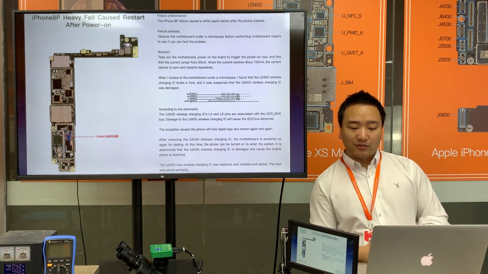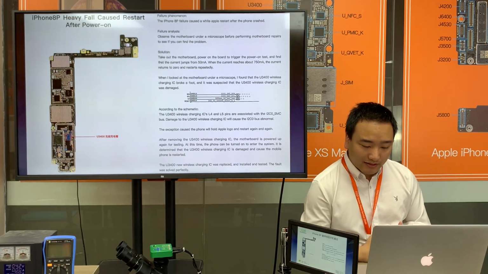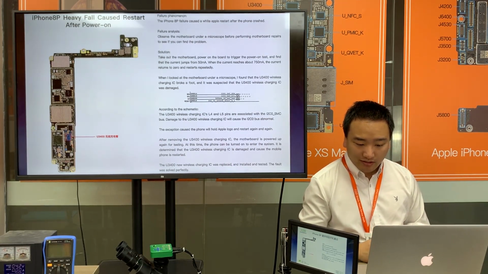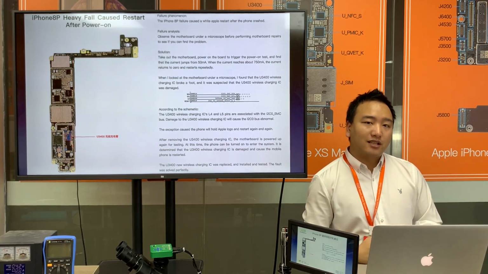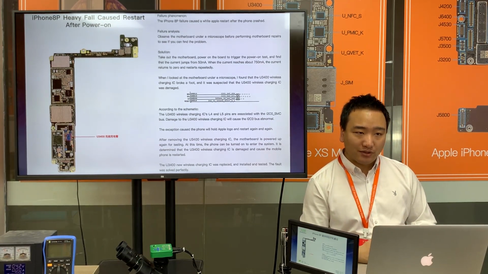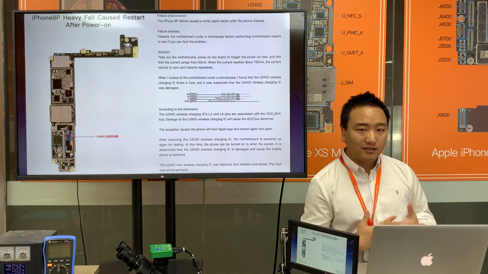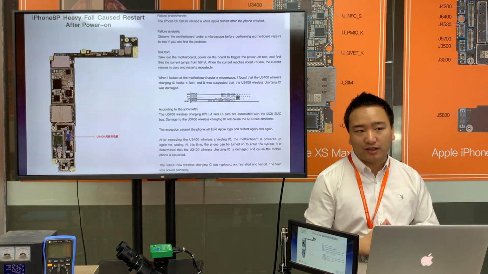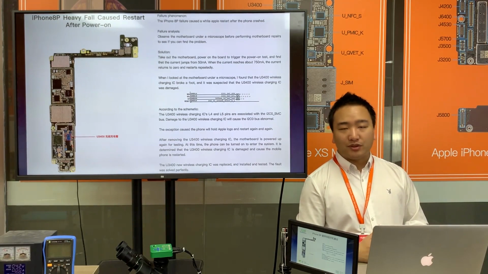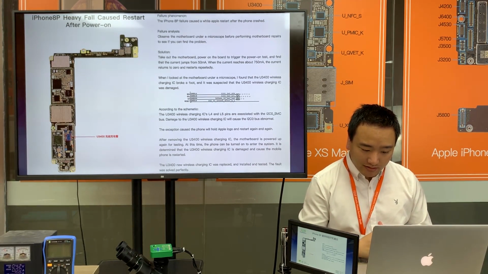So when we tested it, U3400, the wireless charging IC, has some problem. This wireless charging IC has the I2C line connected inside. As we talked about before, when the I2C line has some problem, the phone also cannot power on. So when we confirm that this IC has some problem, we just need to change it, and it's okay.